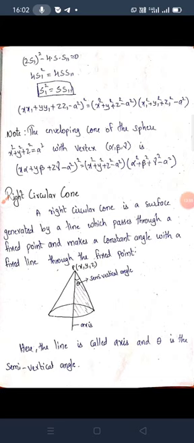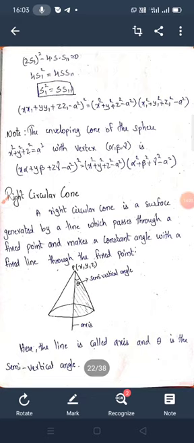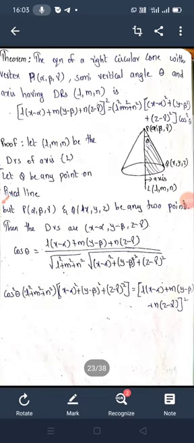Now we go to the theorem. Here listen carefully. What is a right circular cone? A right circular cone is a surface generated by a line which passes through a fixed point and makes a constant angle to the fixed line through the fixed point. Next theorem, yes, it is a simple one.